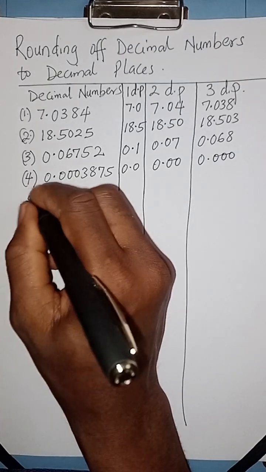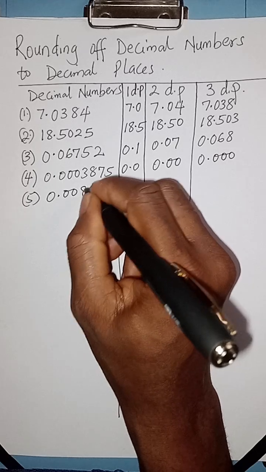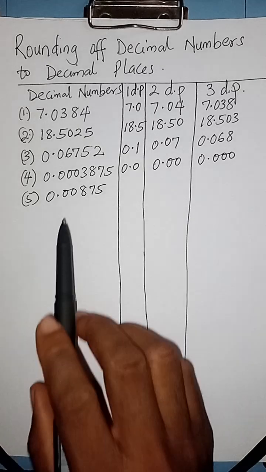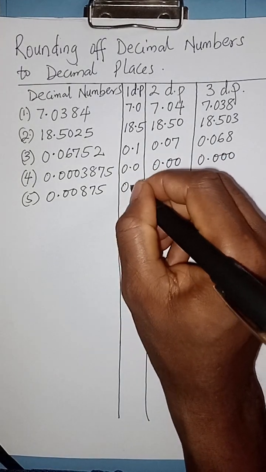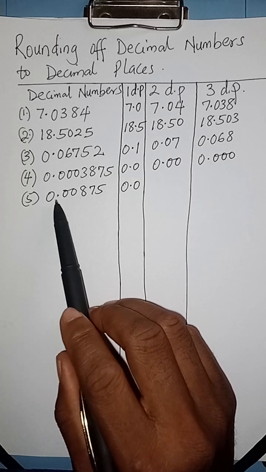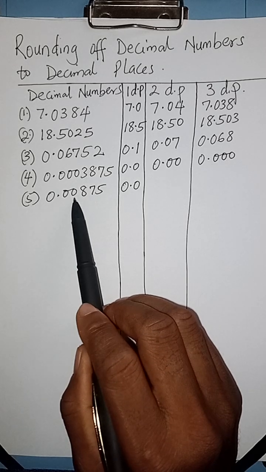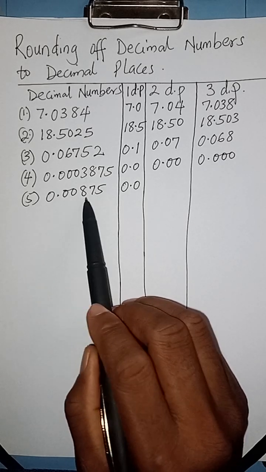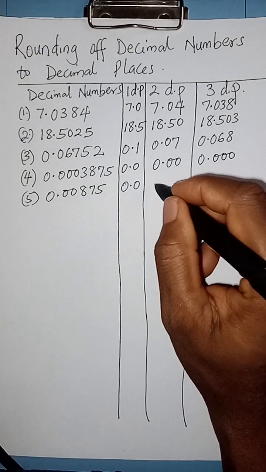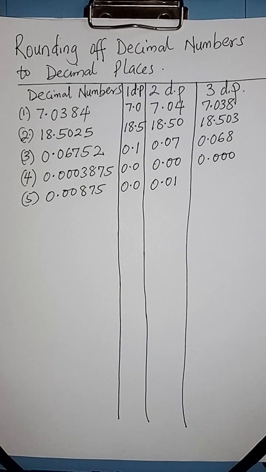Now, let's assume it is 0.875. To one decimal place will still be 0.0. But now let's pay attention when it is to two decimal places. It's going to be 0.00. But just before I write this 0, I had to check the digit after it. It's 8. It means I'm rounding up. Add 1 to the 0. So it becomes 0.01.